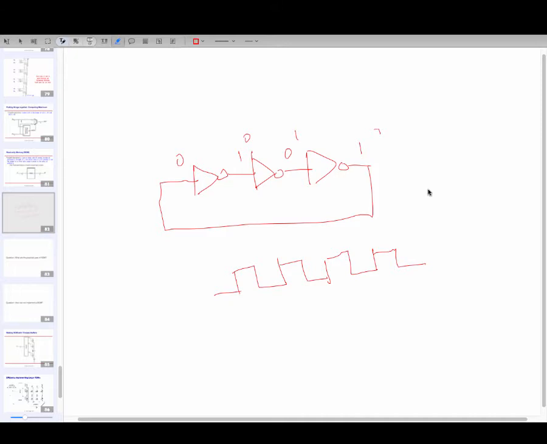Okay. So, since we're on the homework topic, there was a problem about how to use fewer inverters, like using two inverters to invert the signals. You sort of point out how that would be done. I will point it out.